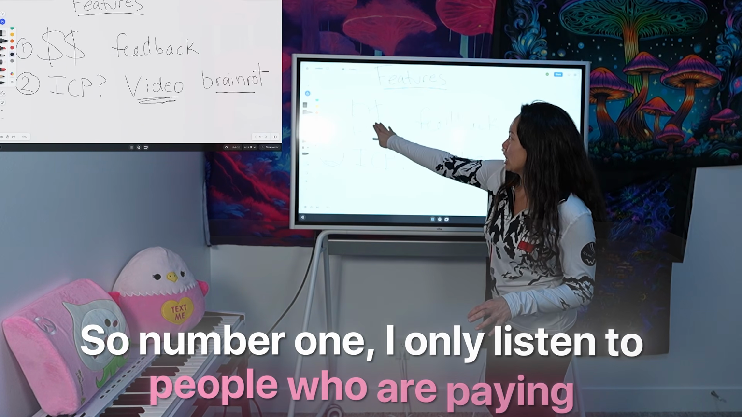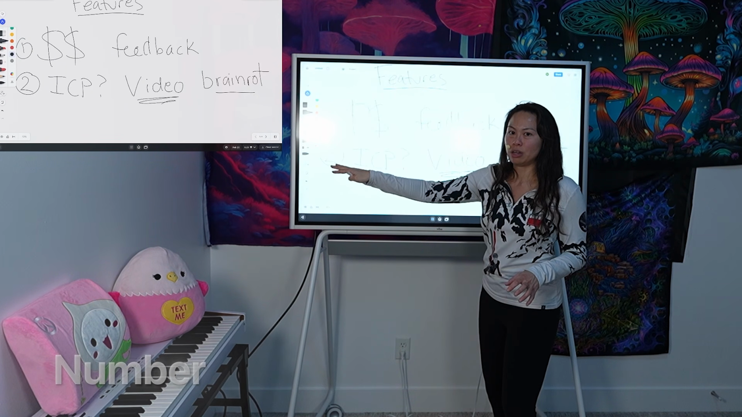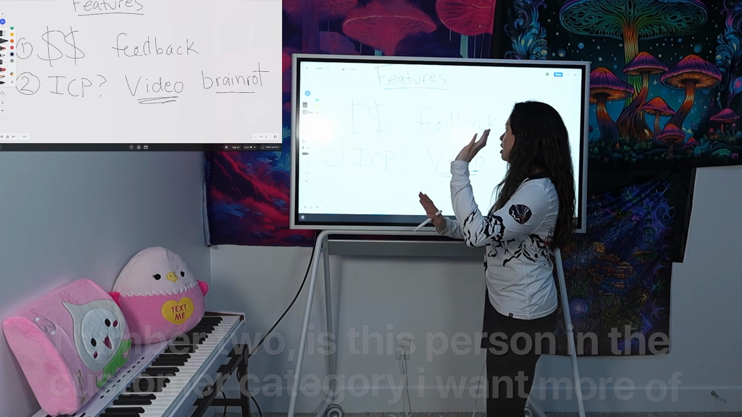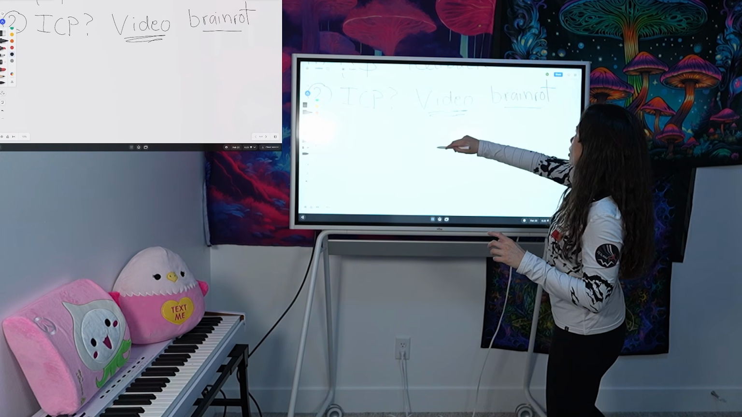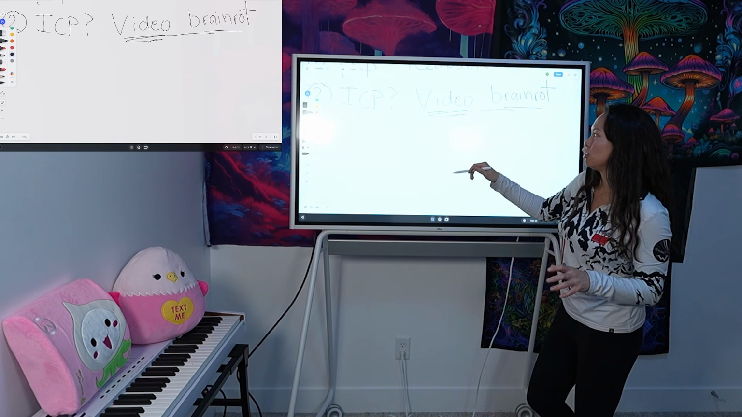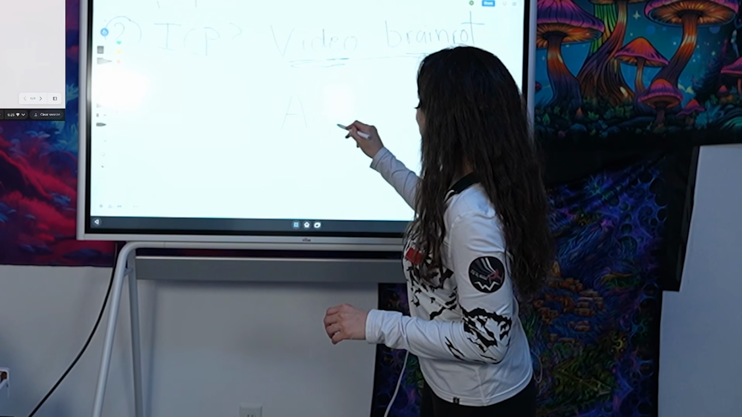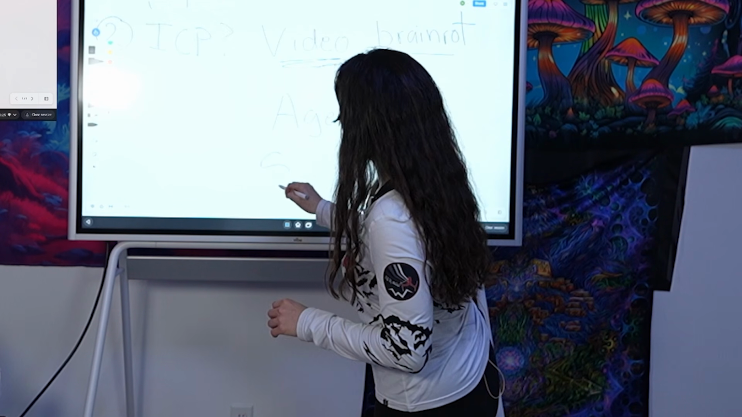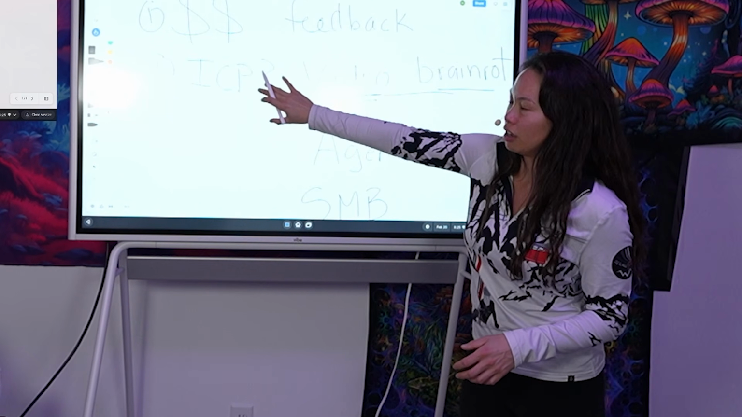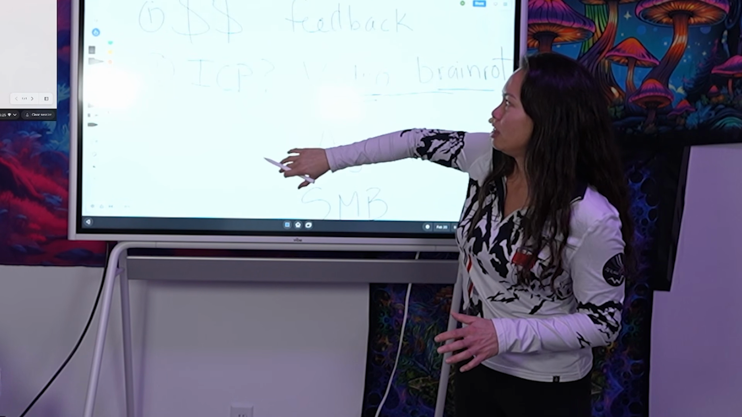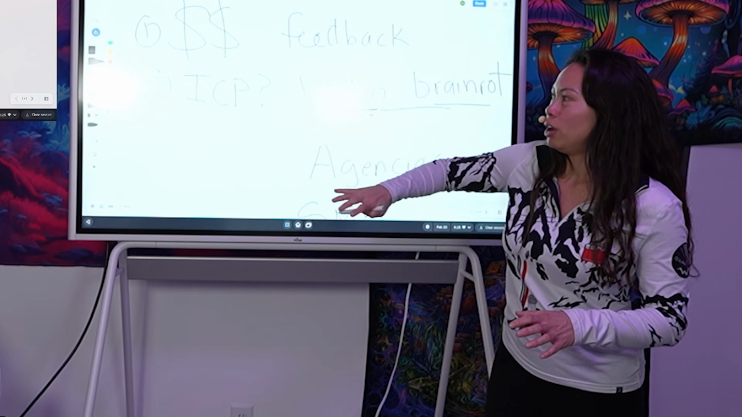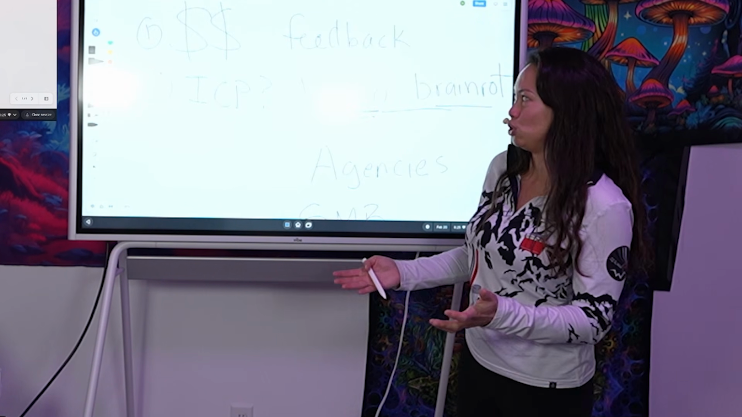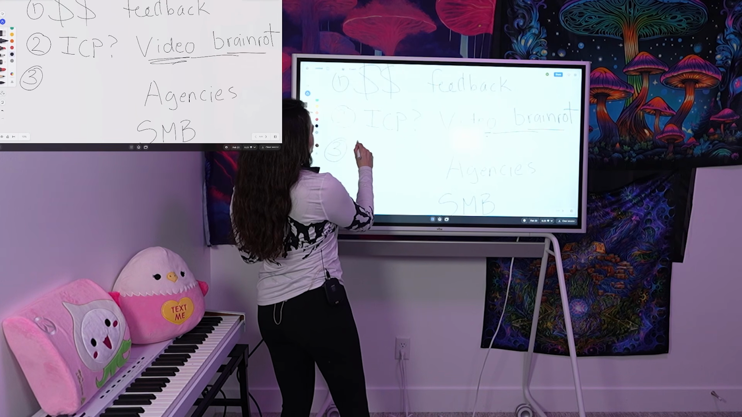So number one, I only listen to people who are paying. Number two, is this person in the customer category I want more of? A real example would be, do I want more people who make brain rot videos, or do I want agencies, like digital marketing agencies, social media marketing agencies, or do I want small businesses? These are the two things I would think about. Are they paying? Are they in the customer group you want more of? If they don't even pass those two filters, I do not really listen to the feedback. I just don't. Number three is, how hard is it to build?